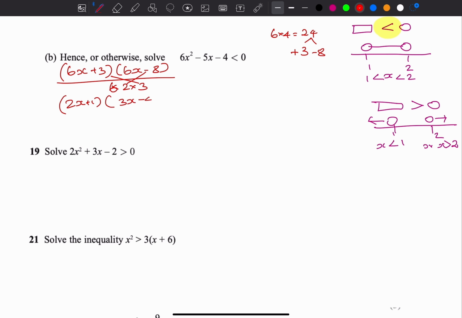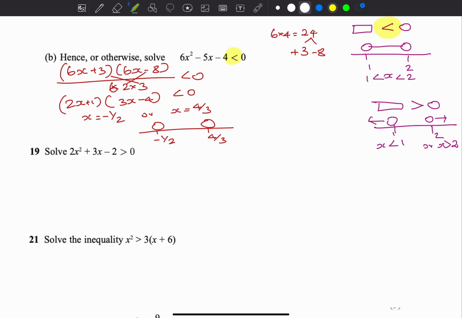3x minus 4. What sign? Less than 0. X is one number, minus 1 over 2, or x is what? 4 over 3. Minus 1 over 2 is smaller. 4 over 3 is larger. Circle, circle. Look at the sign here. Less than. Join them in. What's my answer going to look like? X is greater than minus a half, less than 4 over 3. And that's my answer.